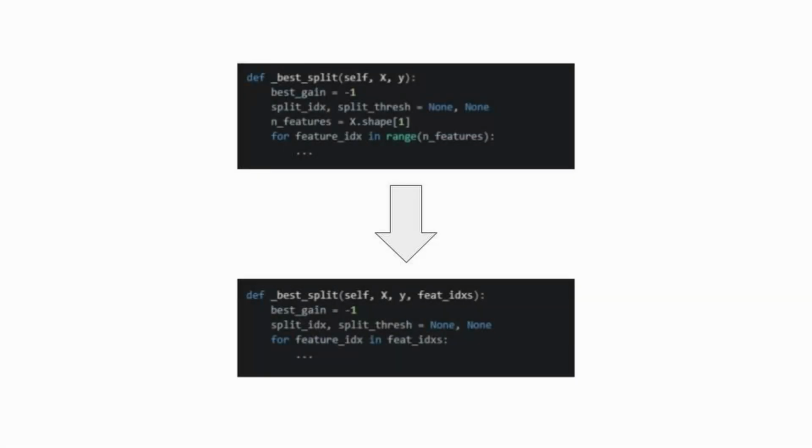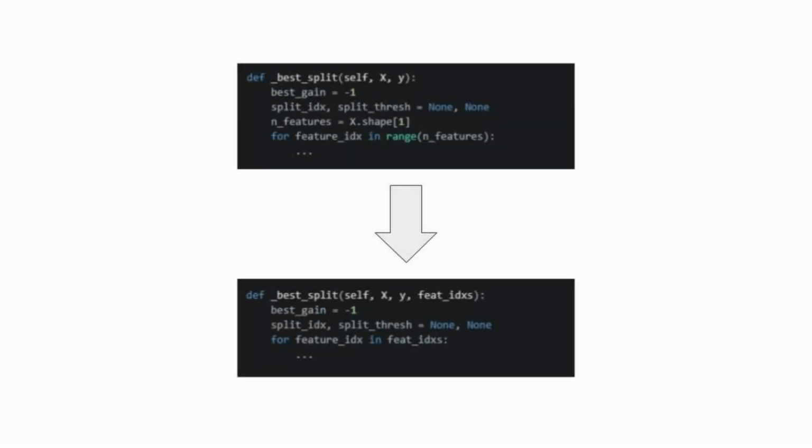Next, we need to modify the best split method. The original version searched for the best data split based on all available features. After the modification, we pass a list of selected feature indices into the method, which then uses those features to find the best data split.